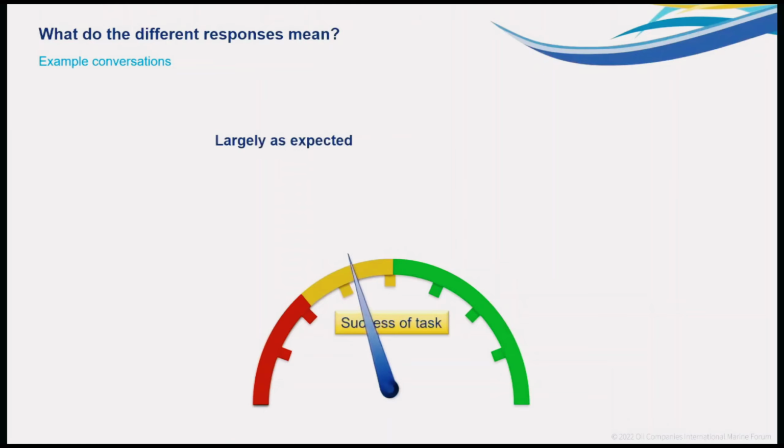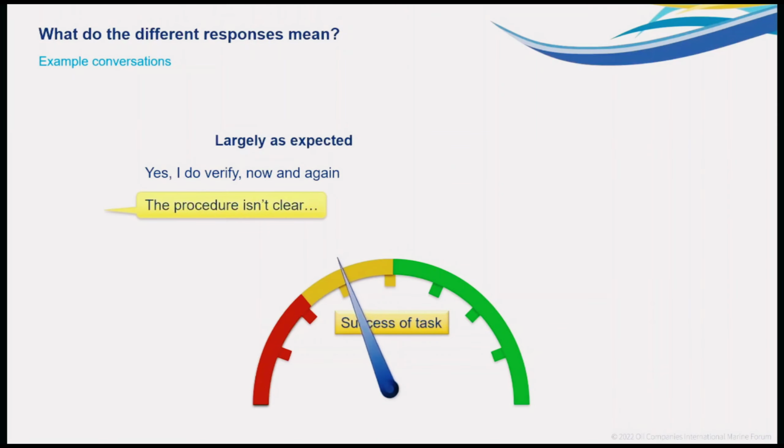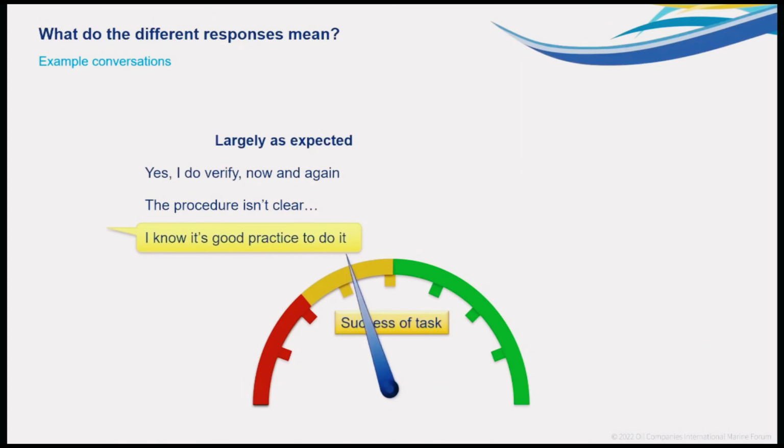On a largely as expected, the task is probably executed okay, but there are some PIFs that could cause problems in the future. Let's say that the officer does do verification, but the frequency is inconsistent, and the procedure is unhelpful about method and frequency. An inspector might decide that the task is carried out acceptably, but with a different officer or different circumstance in the future, maybe it would fall through the gaps.